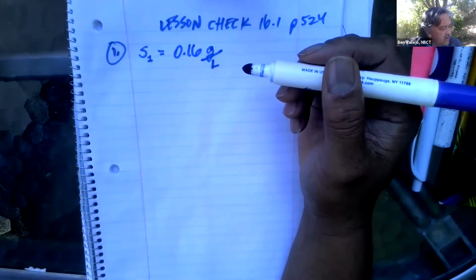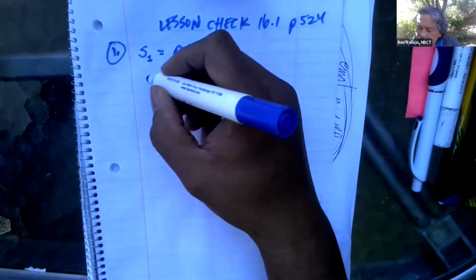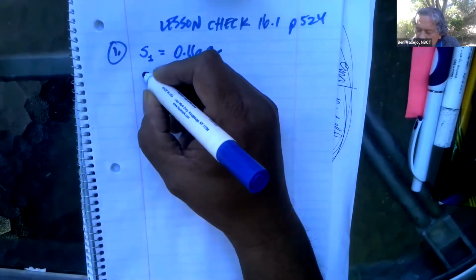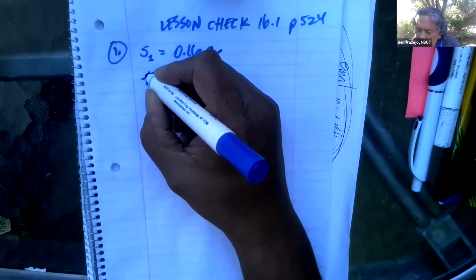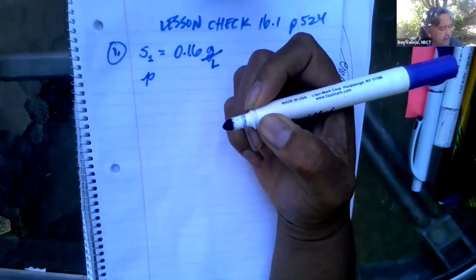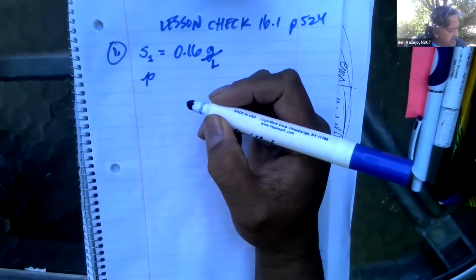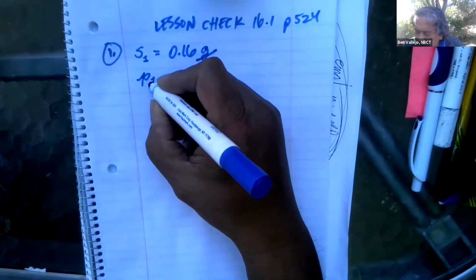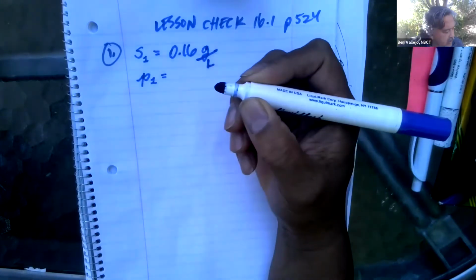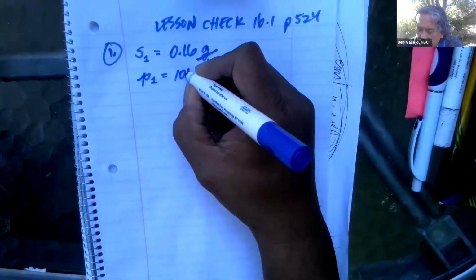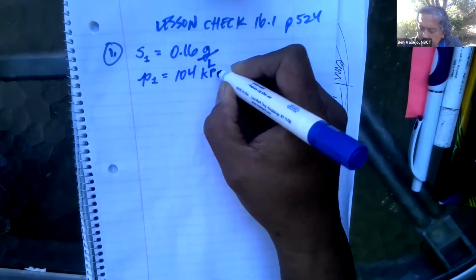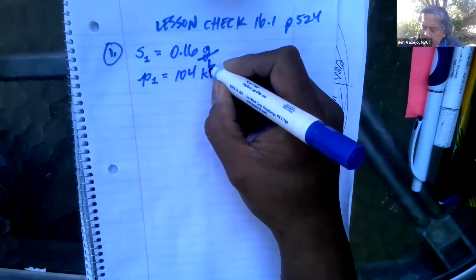Okay, so here's the second part. The second part is 104 kilopascals. So that's the pressure. And remember, it's a cursive P is better because a capital P means something else. And so P sub 1 is going to be 104 kilopascals.